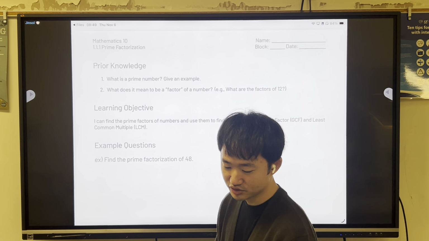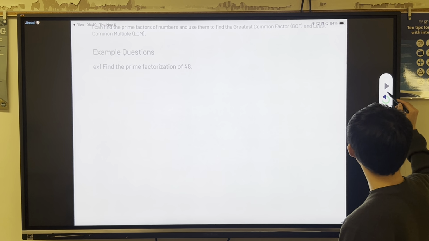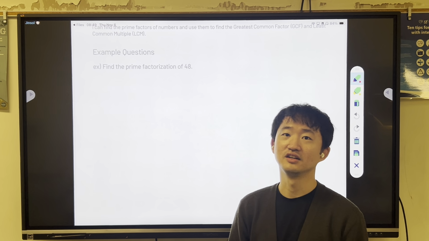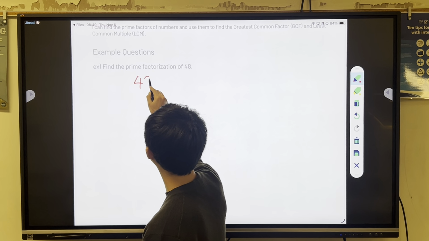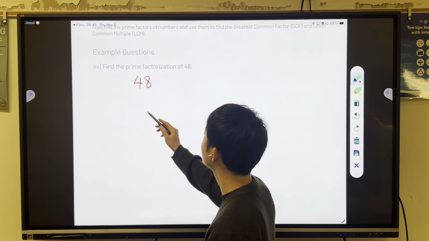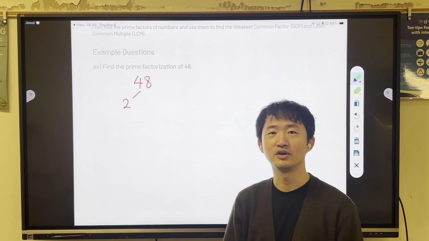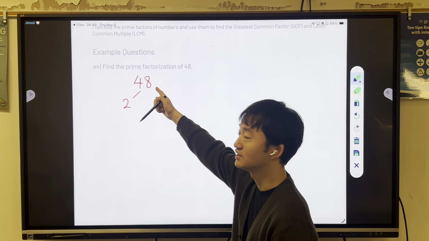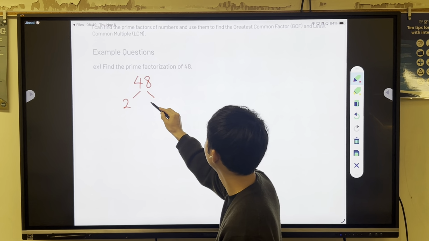Let's try the first example question. Find the prime factorization of 48. In order to find the prime factorization of 48, we first need to start by dividing 48 by prime numbers. The first thing I'm going to use is a factor tree. I'm going to divide it by the first prime number that I can think of, which is 2. First, let's ask the question: is 48 divisible by 2? Well, it is, because 48 is an even number. So 48 divided by 2 is 24.